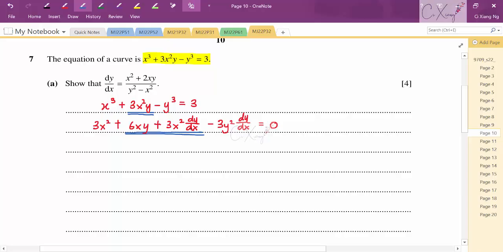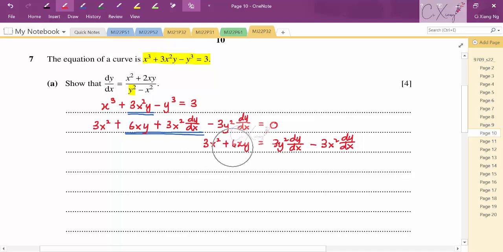Okay, then now we have to try to group all the dy/dx at one side and all the other variables on the other side. If I observe my answer, I have y squared minus x squared, which I need to move to the other side, and this one also to the other side. So I'm having 3x squared plus 6xy equals 3y squared dy/dx minus 3x squared dy/dx.